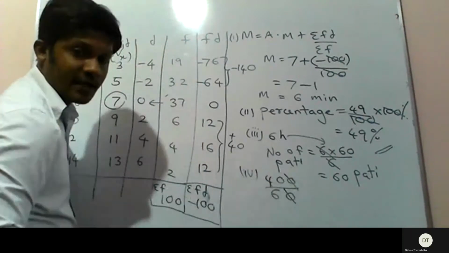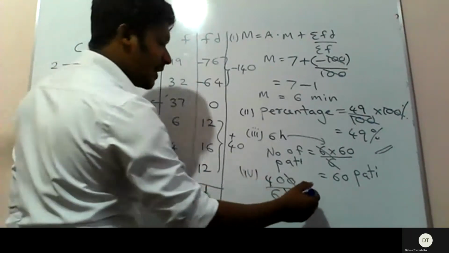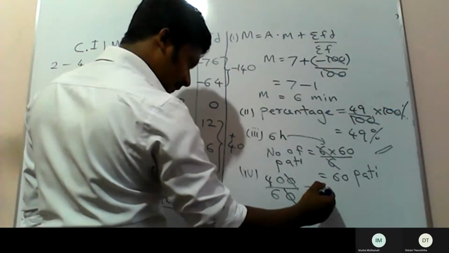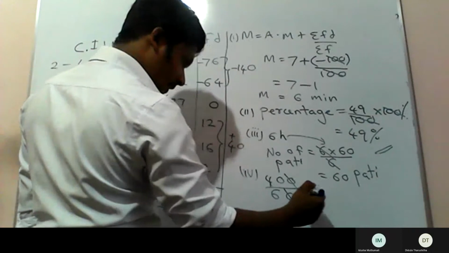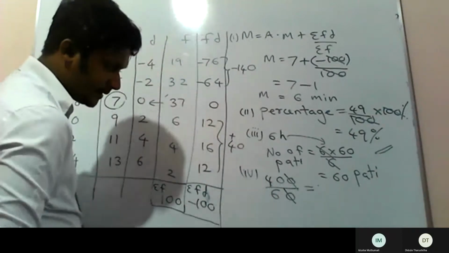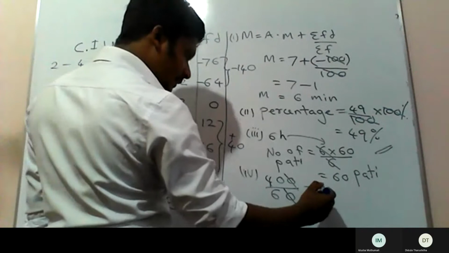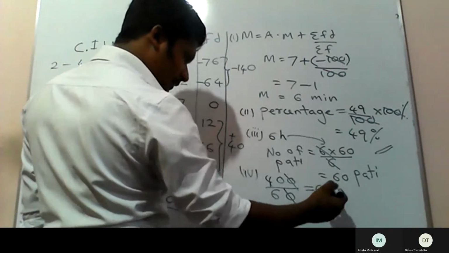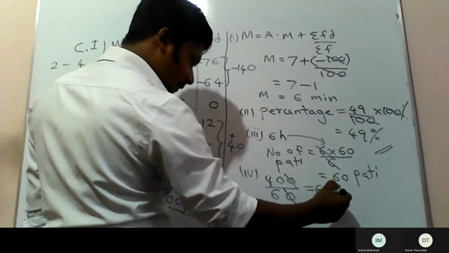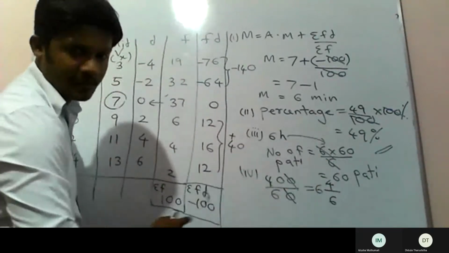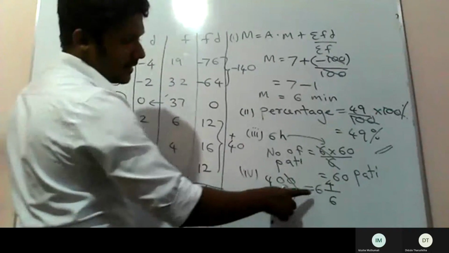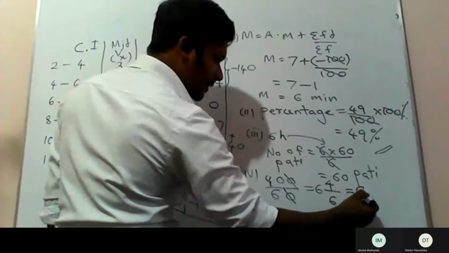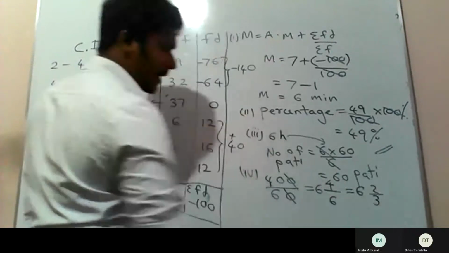0, 0 cancel. 40 divided by 6. 40 divided by 6 answer: 6 and 4 over 6. This is the mixed number. But we can simplify it: 6 and 2 over 3. Right?